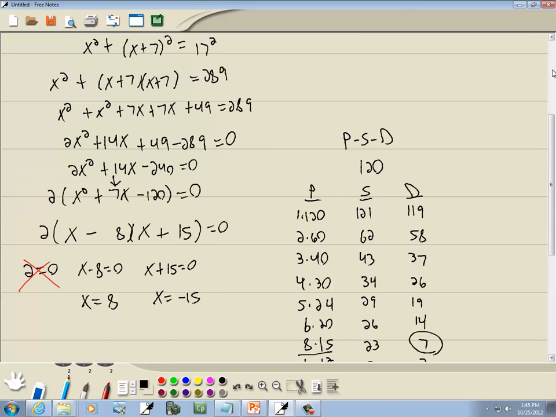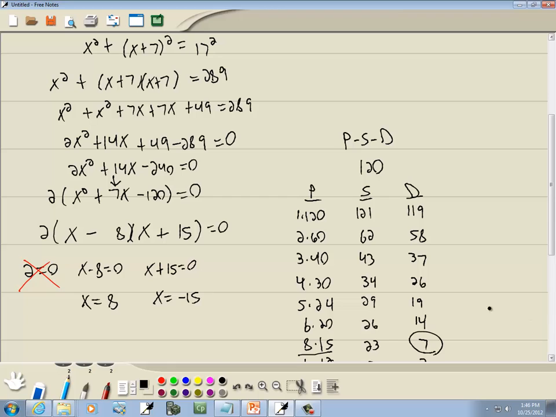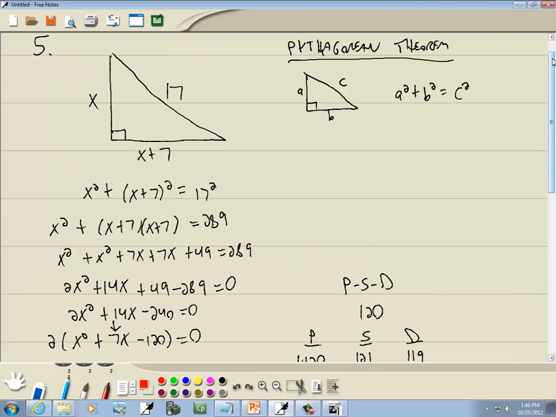Now if I were to put negative 15 in for x, this side would be a distance of negative 15, which doesn't make any sense. So we're also going to cross that one off. So the only one we're working with is x equals 8. Well, x is equal to 8 means this side is 8. And this side would be 8 plus 7, which would give us 15. And that's all of our missing sides.